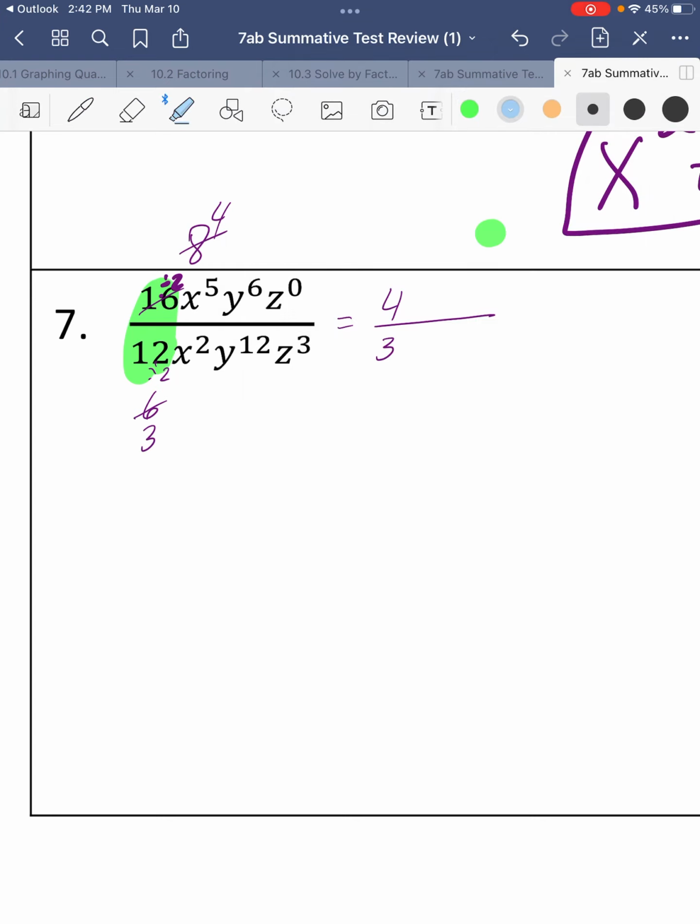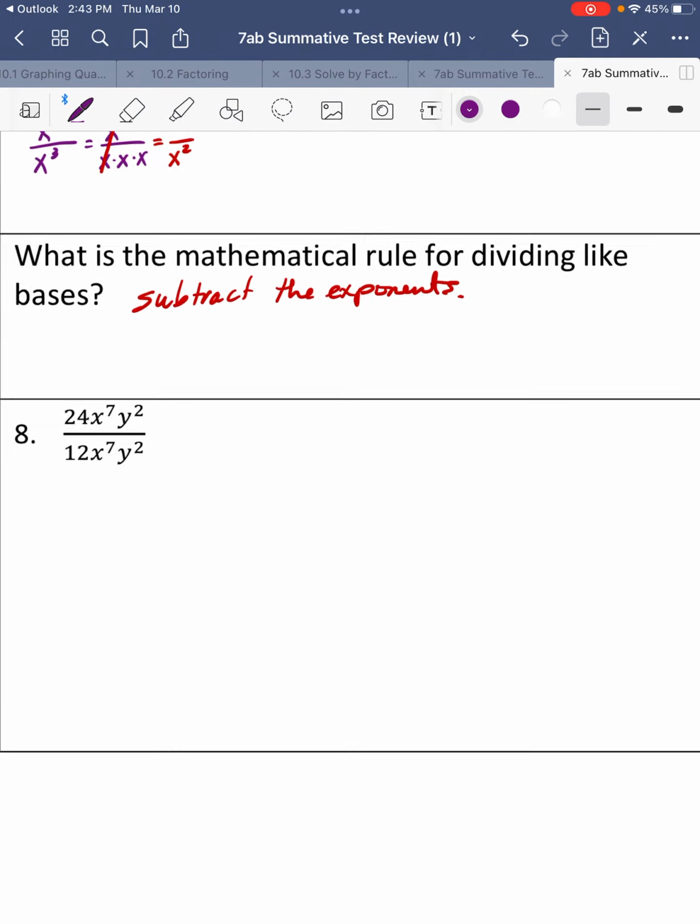We have x to the 5th divided by x squared, so 5 minus 2 is 3, so we put x to the 3rd in the numerator because that's where the biggest exponent was. 5 is bigger than 2. We have y to the 6th over y to the 12th. 12 minus 6 is 6. We're going to put y to the 6th in the denominator because that's where the bigger exponent was. And then z to the 3rd over z to the 0. 3 minus 0 is 3, so that's going to say z to the 3rd. There's your final answer. Nothing to simplify.